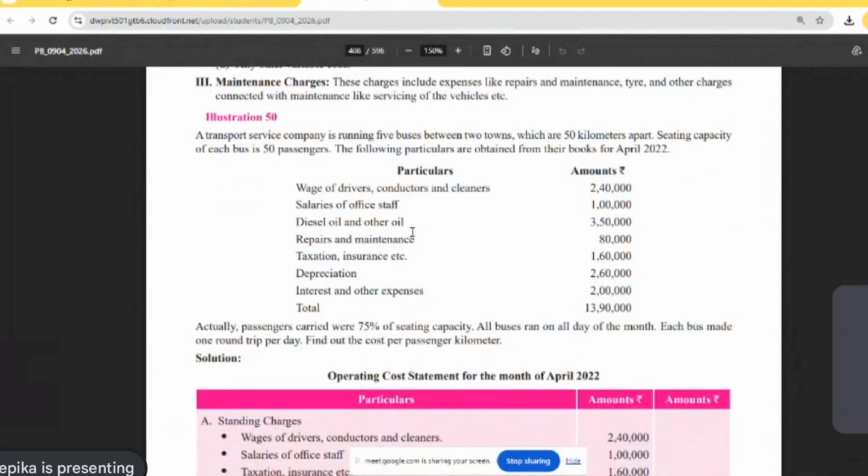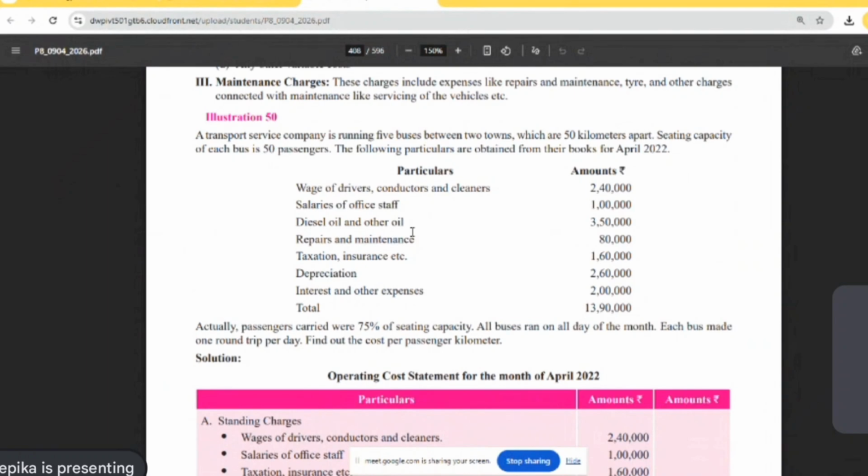A transport service company is running 5 buses between 2 towns which are 50 kilometers apart. Seating capacity of each bus is 50 passengers. The following particulars are obtained from the books for April 2022: wages for drivers, salaries, diesel oil, repairs and maintenance, taxation and insurance, depreciation, interest, other expenses, total. Passengers carried were 75% of the seating capacity. All the buses run all the days of the month. Each bus made one round trip per day. Find out the cost per passenger kilometer.